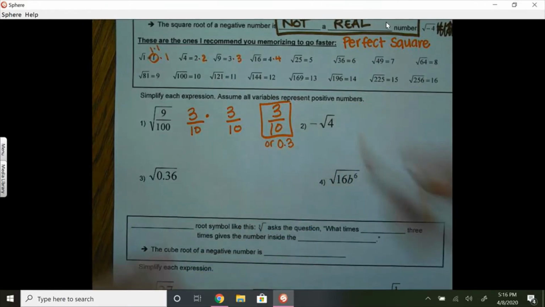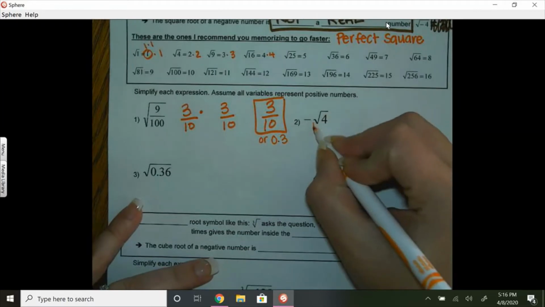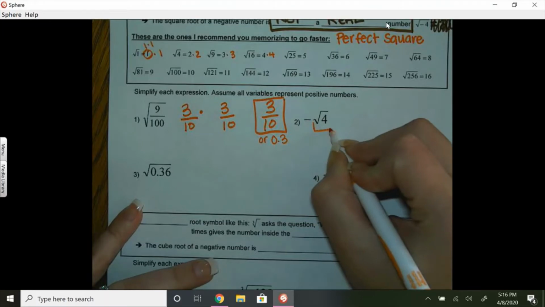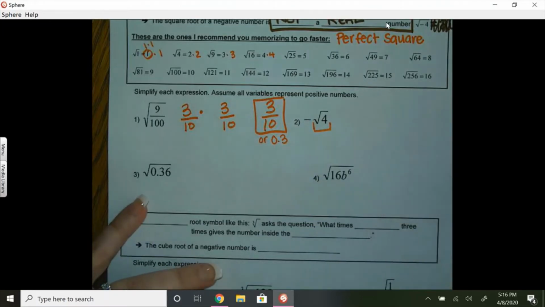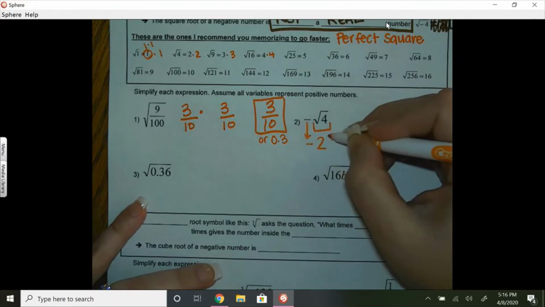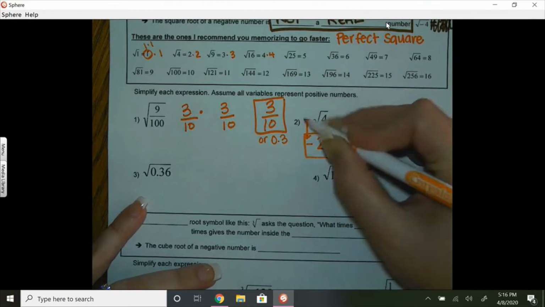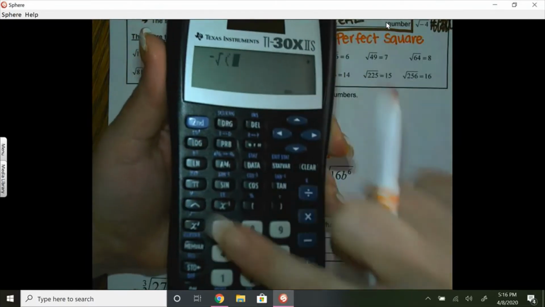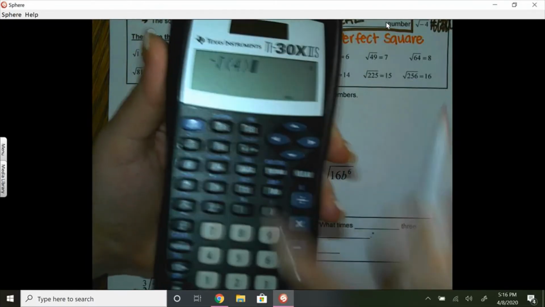All right, let's take a look at example 2. So it's asking us for the opposite of the square root of 4. So the square root of 4, what times itself is 4? That's 2. And then you bring down the negative. So that negative is not inside the radical, it's on the outside, so it just gets brought down. So if we're entering this in the calculator, here's the negative button. So negative square root of 4. I get -2.